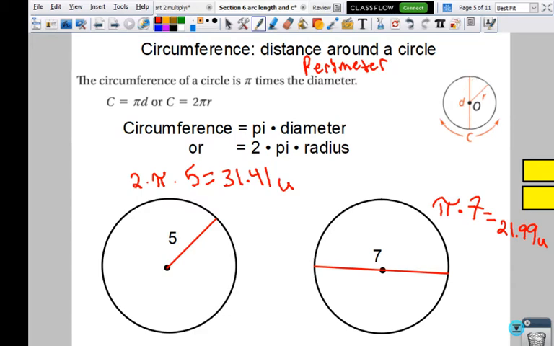Question: you could go 10 times pi, right? Yep, and it would be exactly the same.